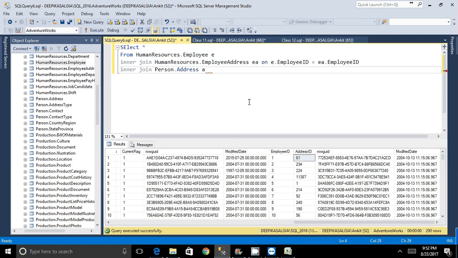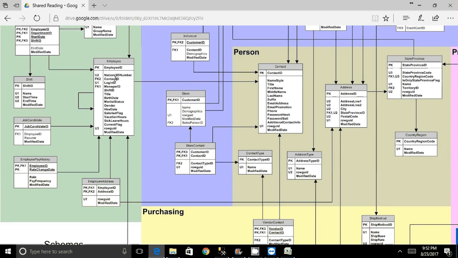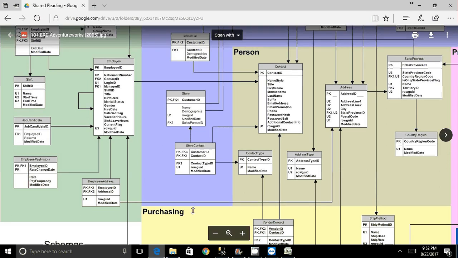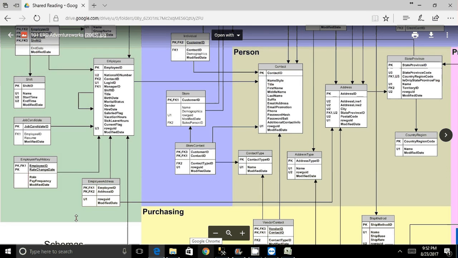Once I put the alias, I have to join this table with this one, right? How am I going to join this table with this one? What is the linkage? Can I join the address table with the employee? Address ID between these two tables. Because the address ID exists in both tables, I can only join this one. I cannot join this with this because there is no address ID in here. So I'm going to join these two tables now.